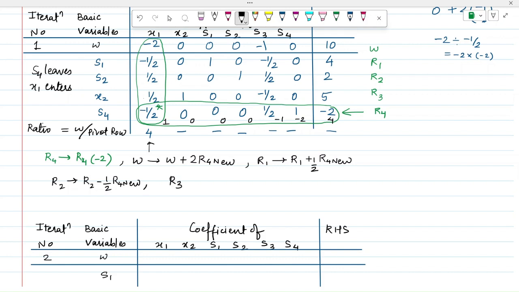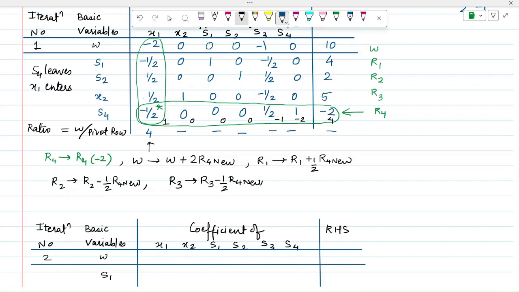And for the R3 row, I'll have to do again the same, negative half. Okay, so be careful, we are dealing with fractions now. So let's first complete the W row, and I'll erase all of this rough work here. You'll of course require extra paper or a rough column at the side.